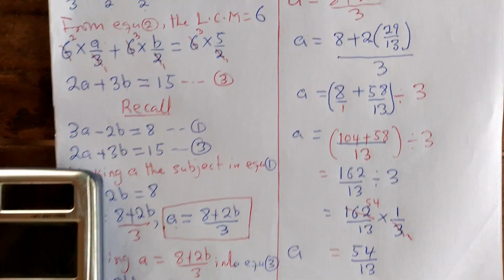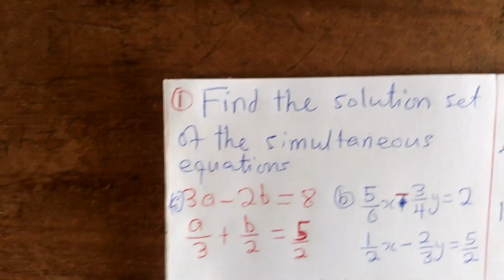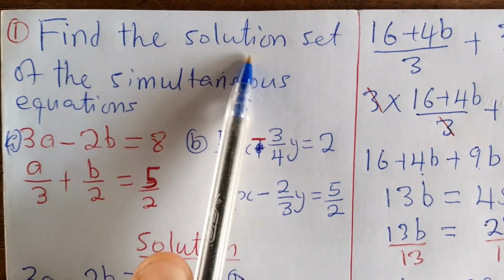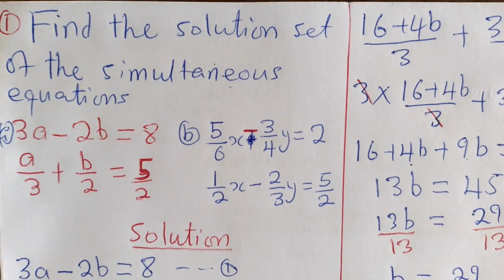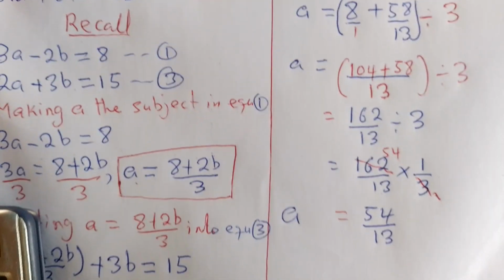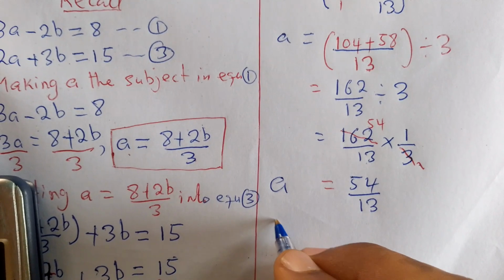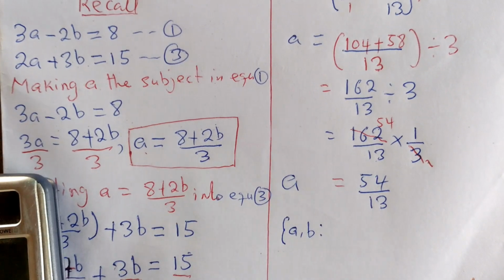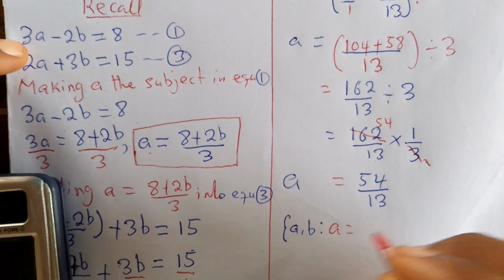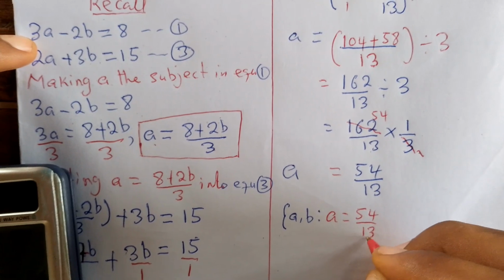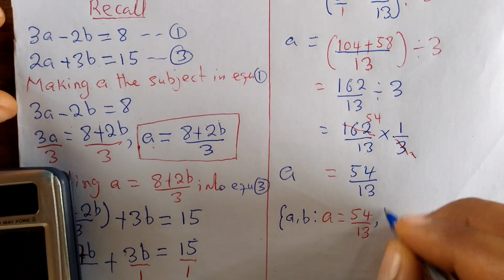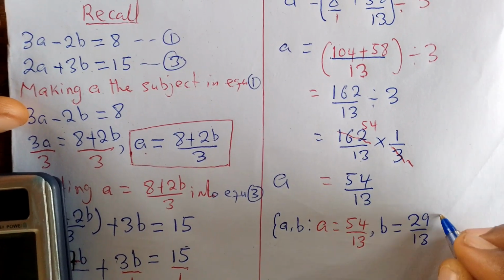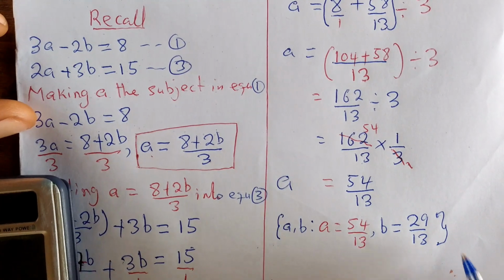But don't forget, let's go back to the question. The question says that we should find the solution set. So this is how you put the answer. It means the answer now will be the set of A, B such that A is equal to 54 out of 13, B is equal to 29 out of 13. Then you close your bracket. So this is our final answer.